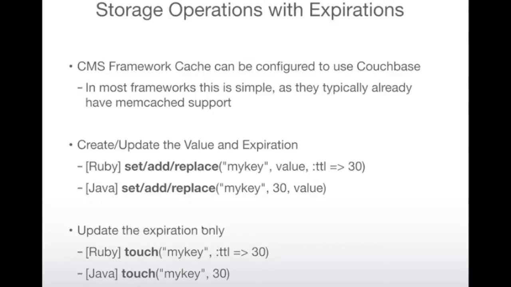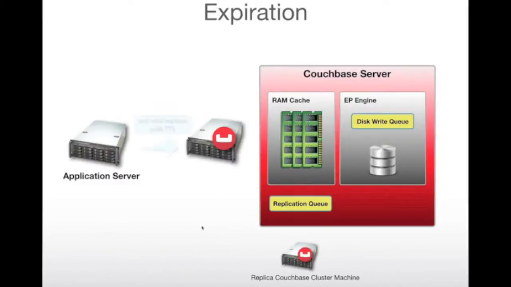When you want to create your own TTLs on documents, you just provide the duration in seconds. Set, add, replace here. In Ruby, it's passing in a TTL. In Java, there's an actual parameter. The second parameter is the TTL. You can also update just the expiration only with the touch command. You can also do a get and touch, where you retrieve the document and also update the expiration. Touch merely updates the expiration, and it looks kind of like this. So here I'm adding a TTL to a particular document.